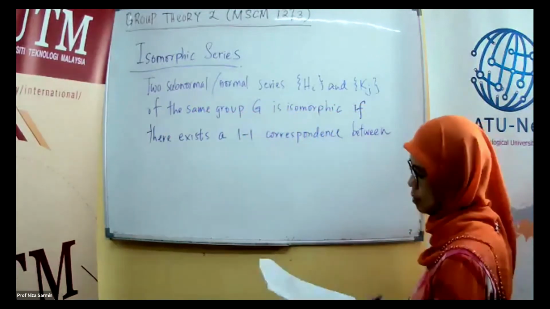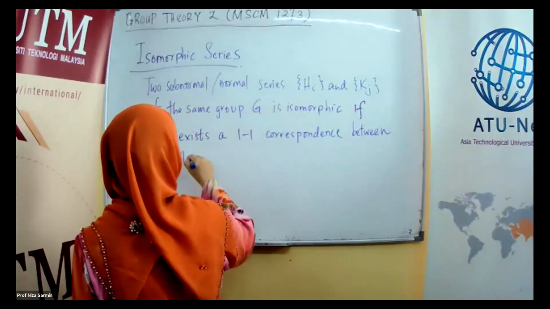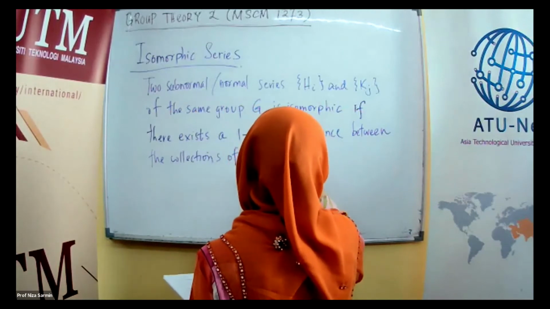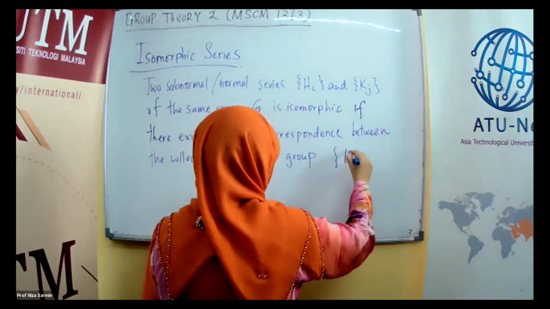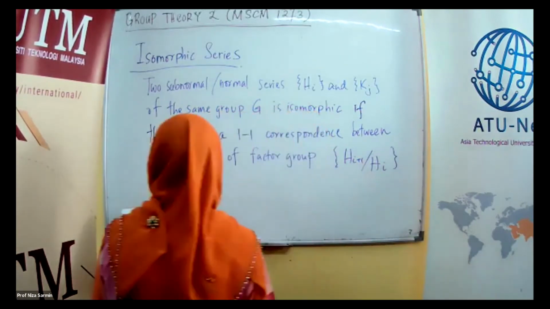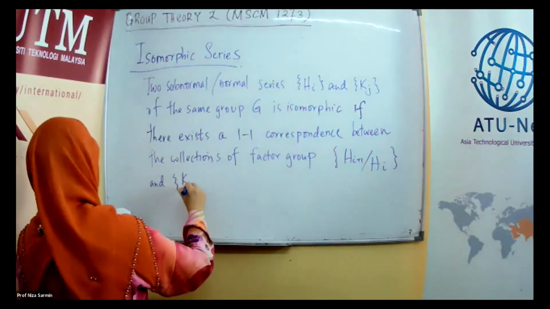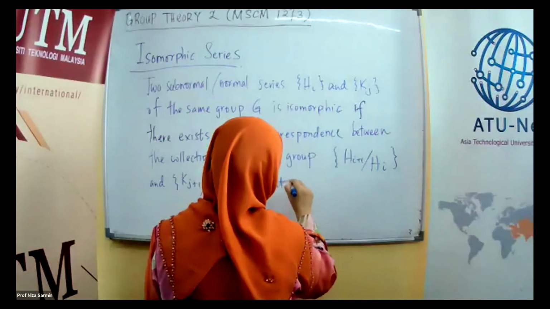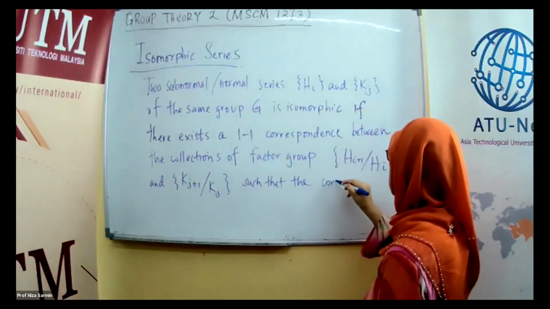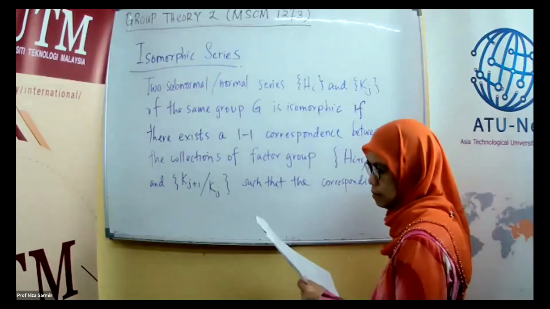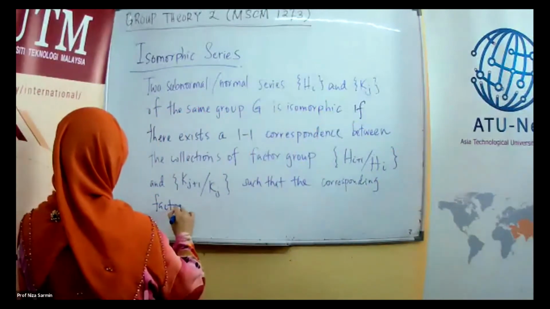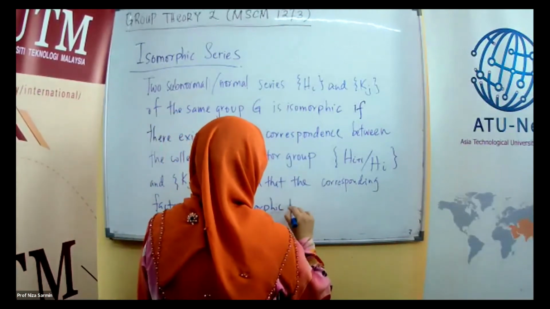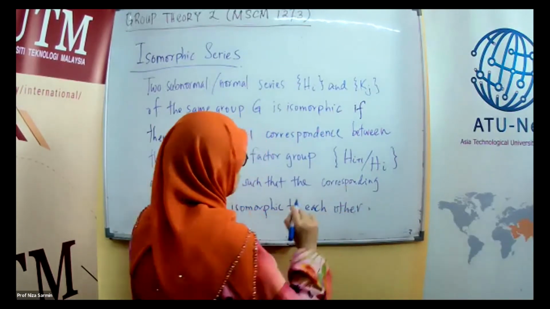between the collections of factor groups H_{i+1} over H_i and K_{j+1} over K_j such that the corresponding factor groups are isomorphic to each other.